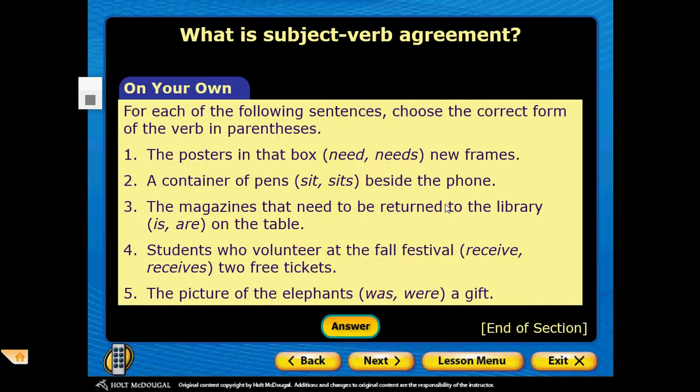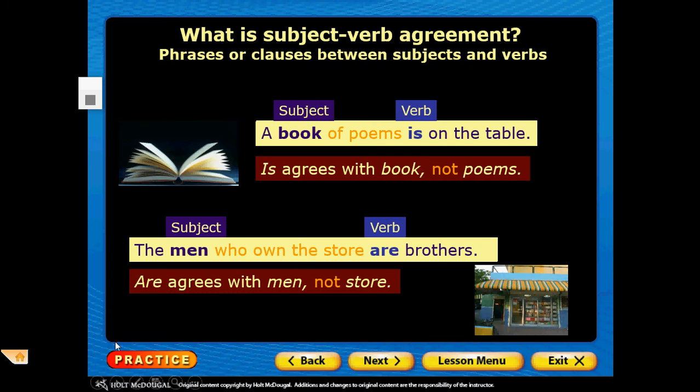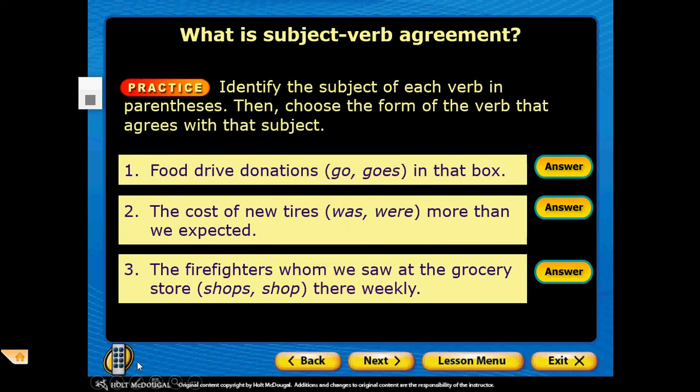Let's go to the practice part. Identify the subject of each verb in parentheses, because it is very, very important that we identify the subject before we decide on the proper, correct form of the verb.